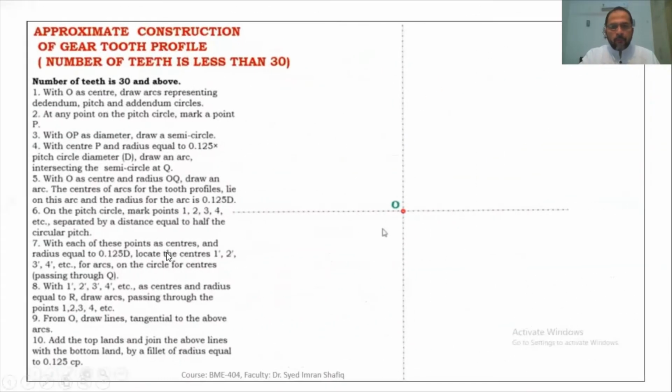So to begin with, to draw or construct the gear tooth profile, I have written down the steps. You don't have to write these steps on your sheet. You have to only draw it. This is just for your guidance. As I always say in the class, to begin with any drawing, draw the center lines first. So we draw a horizontal center line and a vertical center line, and the point where they intersect, we mark as point O.